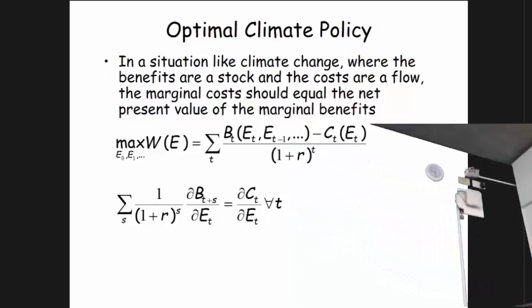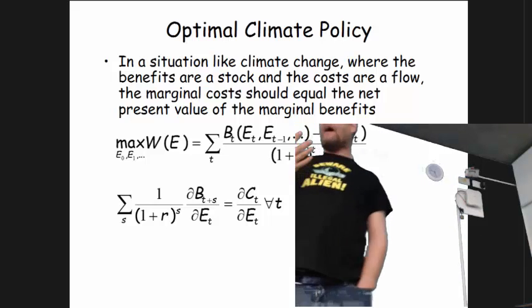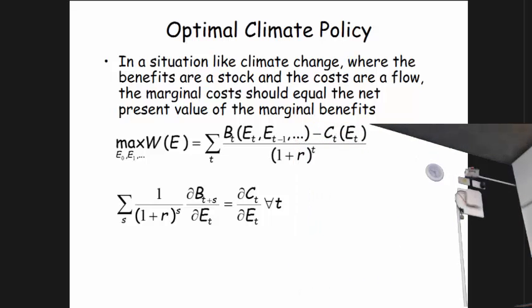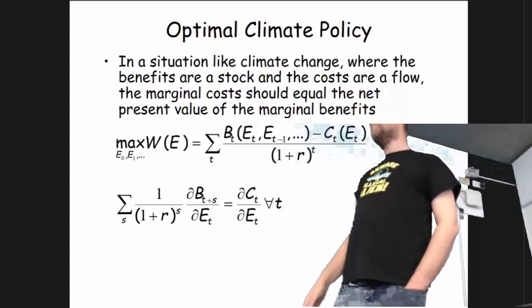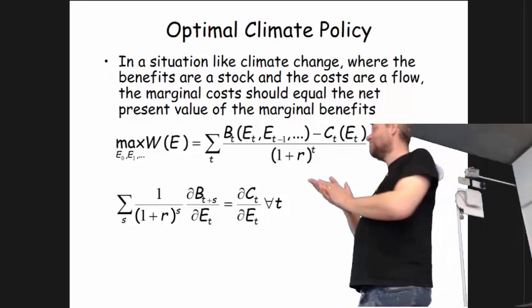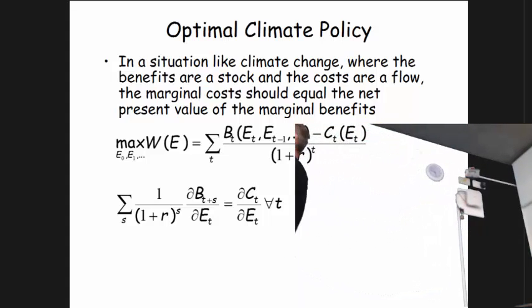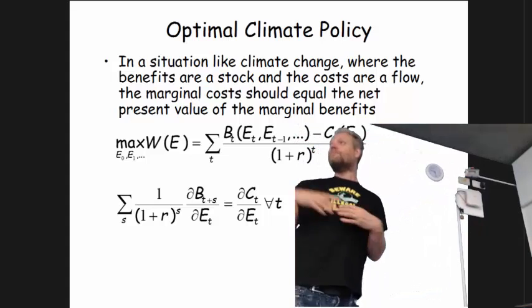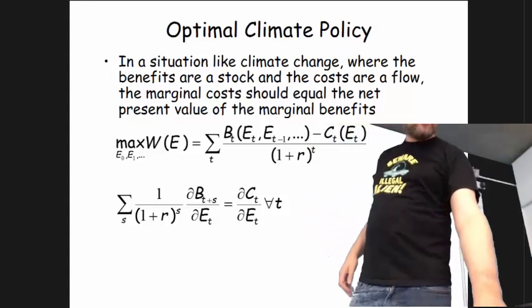What we previously had was that marginal costs equal marginal benefits. What we now have is that marginal costs equals the net present value of a stream of marginal benefits. But we still have that costs and benefits are equated at the margin, right? So in terms of intuitive understanding of where the optimum is, we're still at the same point, right? Marginal cost must equal marginal benefits.